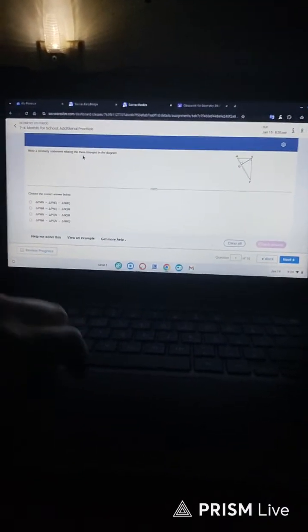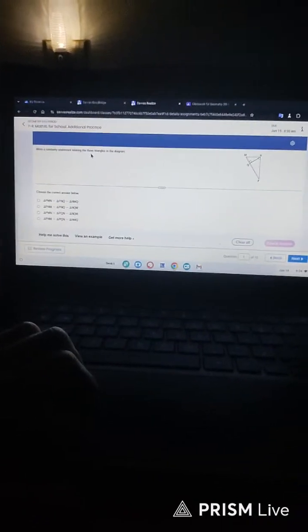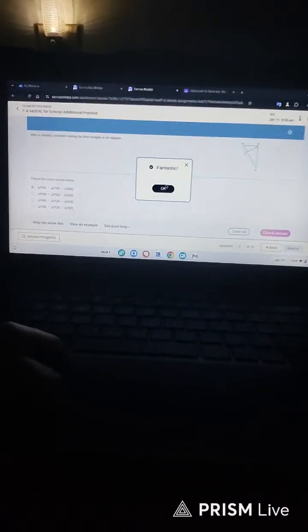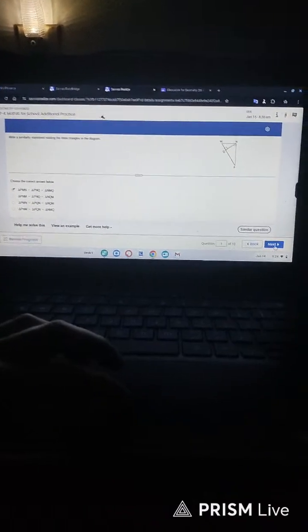This one's due tomorrow and I have 10 questions. Write a similarity statement relating to those three triangles in the diagram. That one, and the whole one. So they're all, like, so P, M, N is P and Q, which is also equal to M and Q. Yeah. Right? Yeah. Not related, but yeah.